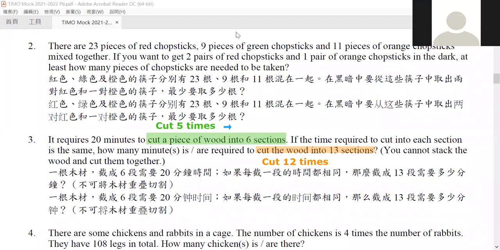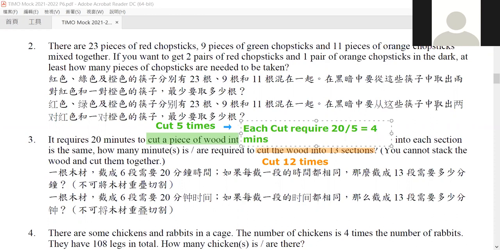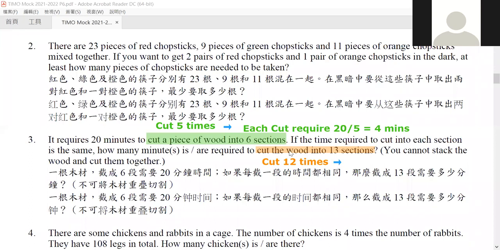Because you cut it 5 times, how many minutes do you spend? You spend 20 minutes. So each cut requires how many minutes? It requires 20 divided by 5, and hence it will be 4 minutes. So we know that each time you cut, you spend 4 minutes. Okay? So by this, you can immediately get our answer. If you cut 12 times, the time you take would be equal to 4 times 12, and it will be equal to 48 minutes. So the answer is equal to 48.